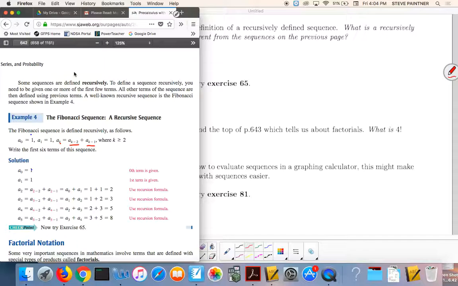Okay. So the Fibonacci sequence is one example of a recursively defined sequence. You can see it in action down here. You know that A sub 0 is 1, A sub 1 is 1. If you want to find A sub 2, you just add the two previous terms. If you want to find A sub 3, you just add A sub 2 and A sub 1. If you want to find A sub 4, you just add A sub 3, it comes from here, and then A sub 2 comes from here. So that's all a recursively defined sequence is.